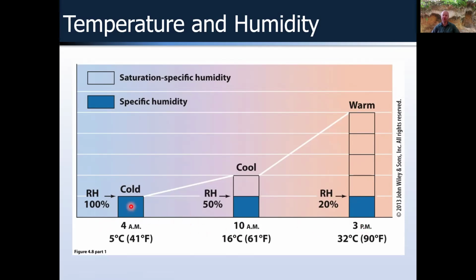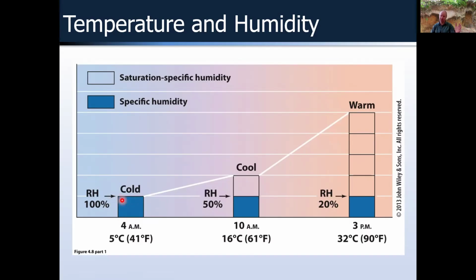For example, at night when it's cold or cool outside, your maximum humidity value is lower, the ceiling is lower, and therefore your air parcel holds less moisture. And if it's at saturation, you'll see fog, you'll see clouds, it might be raining, there's dew on the grass, and that means you are at 100% relative humidity.